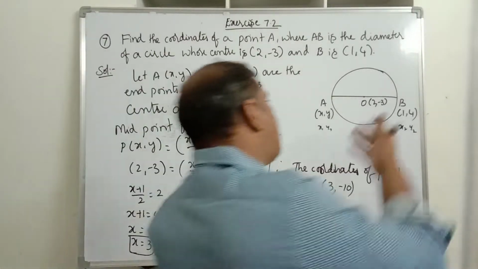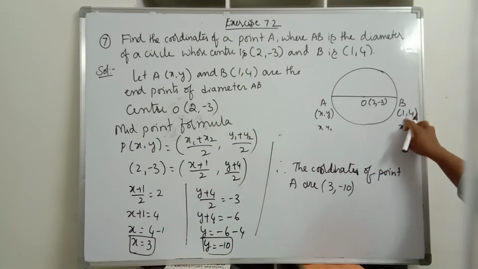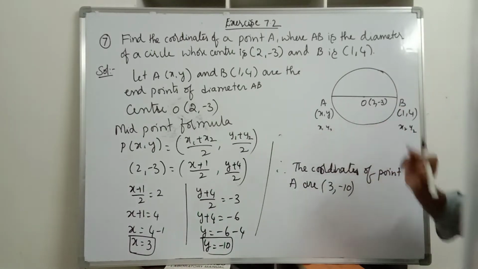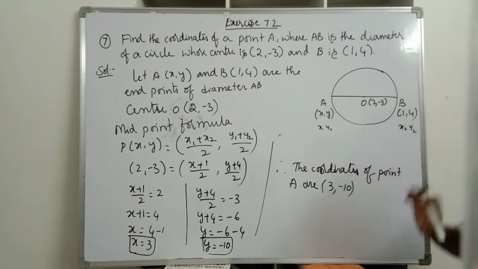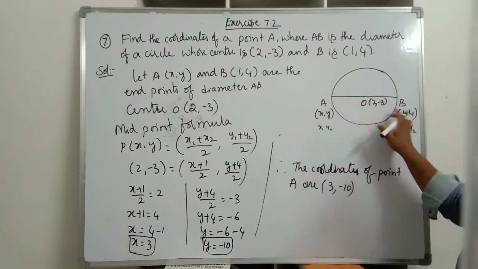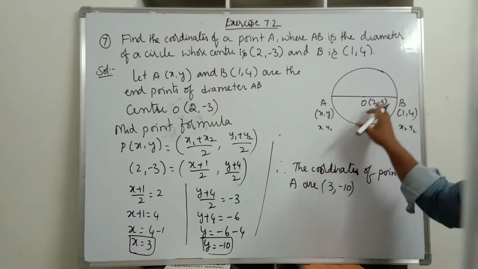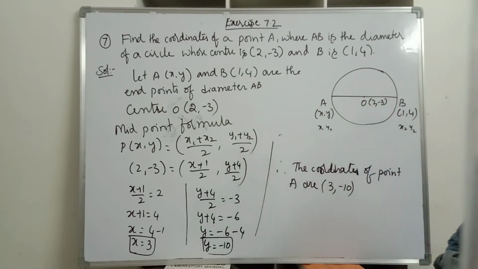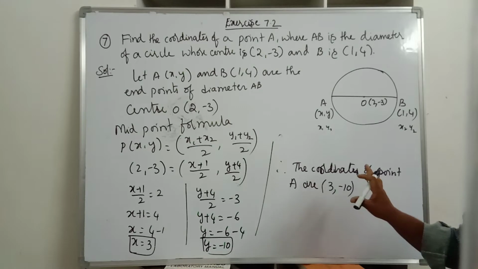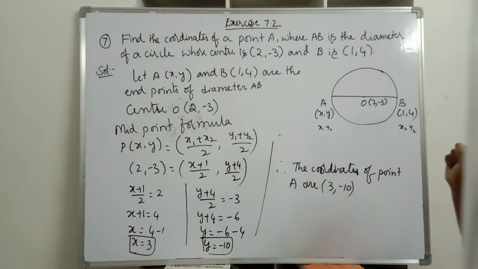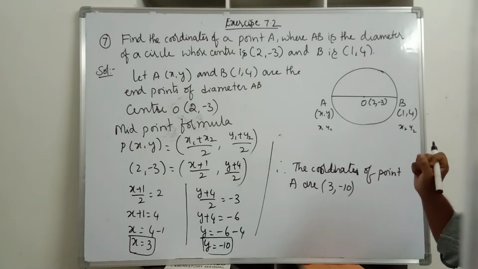Sometimes in examination they may ask you to find the coordinates of point B. A will be given and center will be given, and they will ask you to find B. Or sometimes A and B will be given and they will ask you to find the coordinates of the center of the circle, by using the midpoint formula. Do you understand, children, how we did? Is it clear? By using the midpoint formula? Yes.